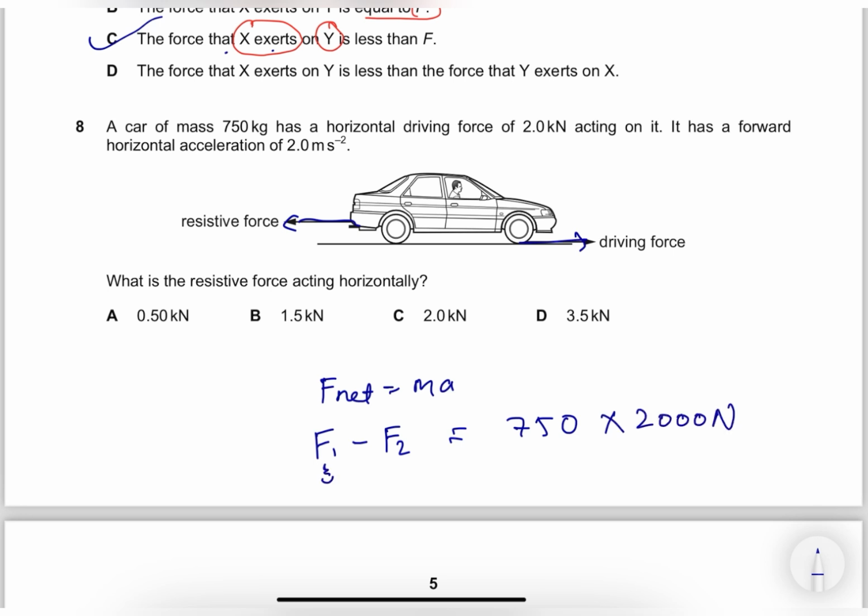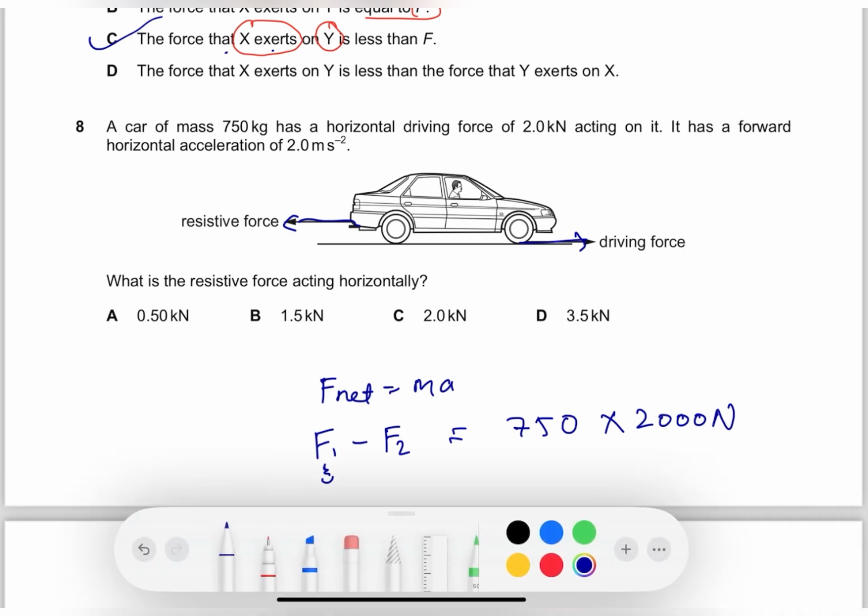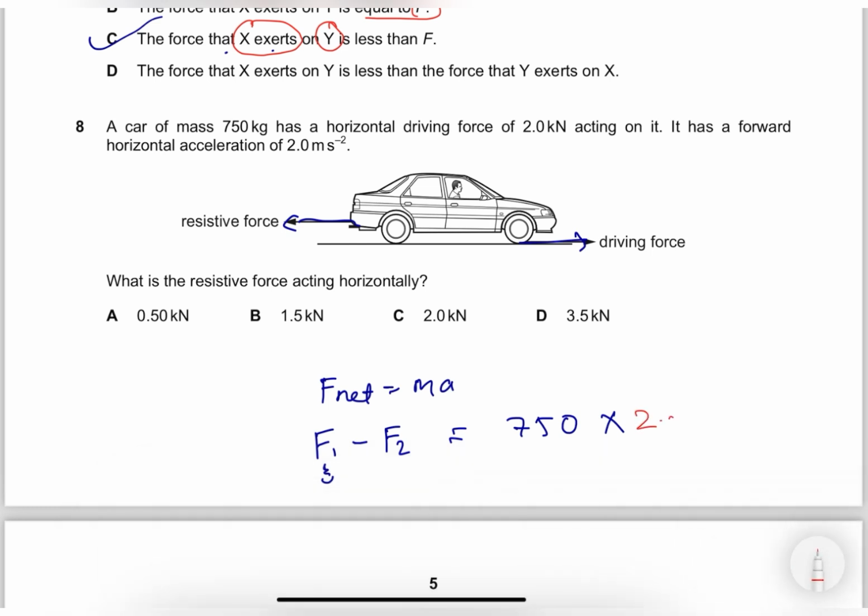Simply we can put the value of F1. Wait, sorry, the acceleration is not 2000 Newton. The acceleration given is 2 meter per second square. Now the value of F1 is 2000 because it is given as 2 kilonewton, minus F2 equals 750 times 2, that is 1500. So the value of F2 is, shout it out with me, 0.50 kilonewton. Yes, you got the answer correct.